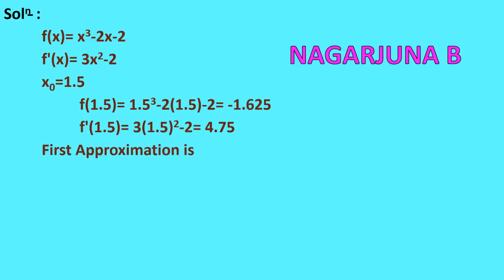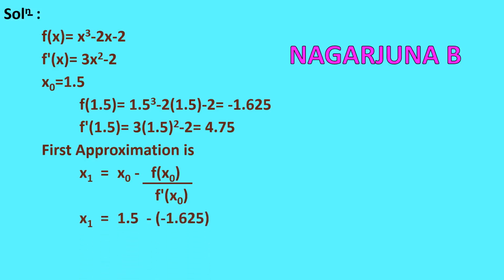Since it is the first approximation, we know the formula of the Newton-Raphson method to find the root of a given equation is x_(n+1) = x_n - f(x_n)/f'(x_n), where n is equal to 0, 1, 2, etc. Since it is the first iteration, we consider n = 0. Therefore, we can write the formula as x1 = x0 - f(x0)/f'(x0). So here x0 is 1.5, f(1.5) is -1.625, and f'(1.5) is 4.75. Therefore, x1 = 1.5 - (-1.625/4.75).